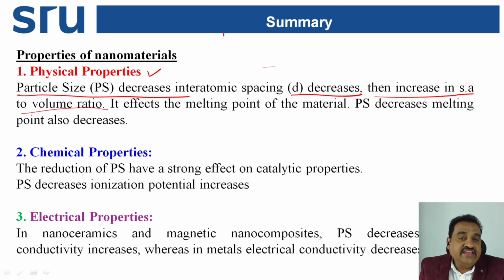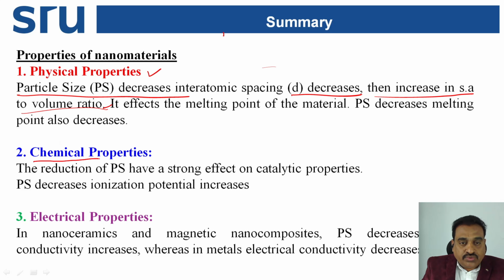Try to understand clearly. The interatomic spacing decreases with reducing size, that is, particle size decreasing. By reducing particle size, an increase of surface area to volume ratio is noted. This affects the melting point of the material. The melting point decreases with size, and at very small sizes the decrease is very fast.